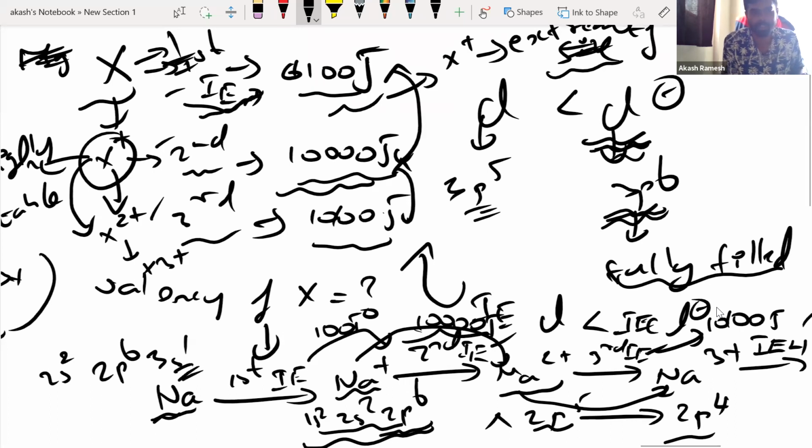But once you remove the electron, I am finding that for me to go further, I have to supply 10,000 joules. That means at this particular point, I would have had a very extremely stable electronic configuration, either fully filled or half filled. I don't know, but generally it will be fully filled. That's how the questions will be asked. So once you have a fully filled configuration, it's impossible. You have to supply a lot of energy again for me to go for the next cation, say Na2 plus or X2 plus or whatever it is.